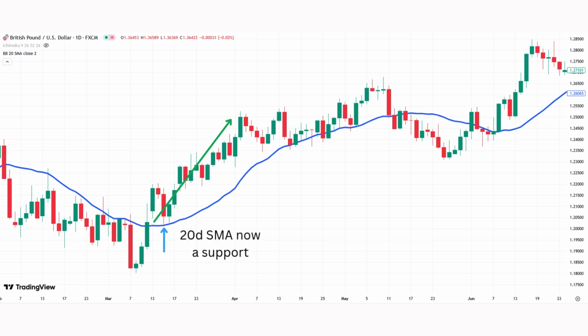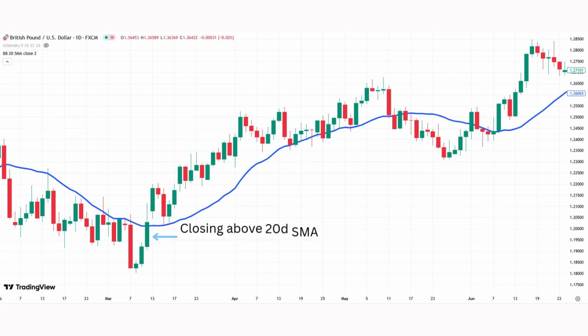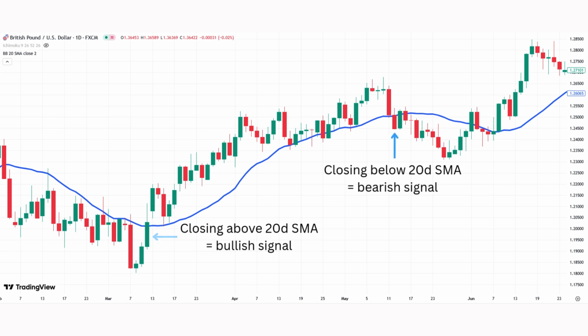Along the way, declines bounced off the 20-day moving average several times, albeit with just one false break, which I hope to cover in future videos, to extend the advance. So in this case, moving average can act as signals. Closing above it is a bullish signal, closing below it a bearish signal.